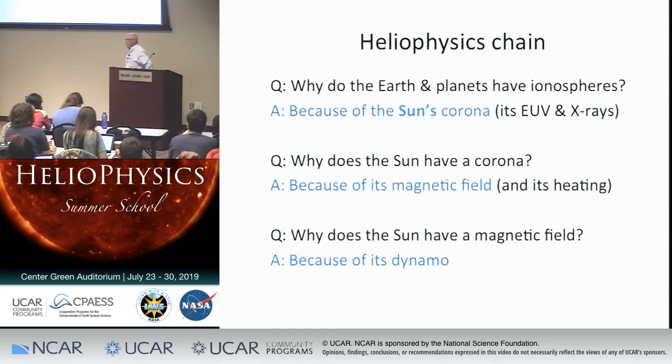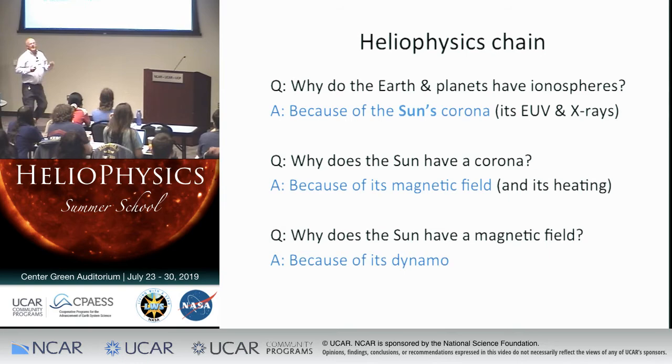And the simple answer to why the Earth and planets have ionospheres is because of the corona. In particular, because of the EUV and X-ray photons. The corona, as we talked about, gets up into the millions of kelvins. It's emitting radiation in these wavelengths. And the interaction with an atmosphere will create an ionosphere.